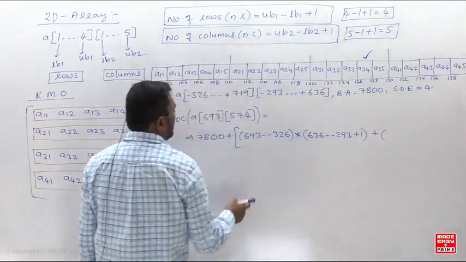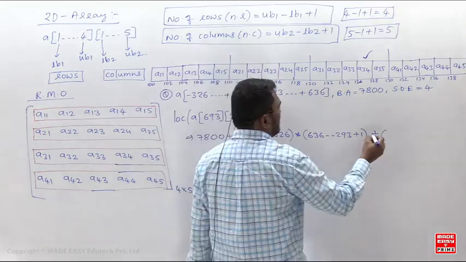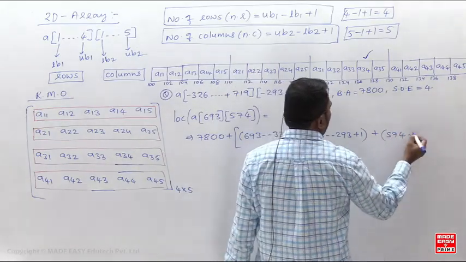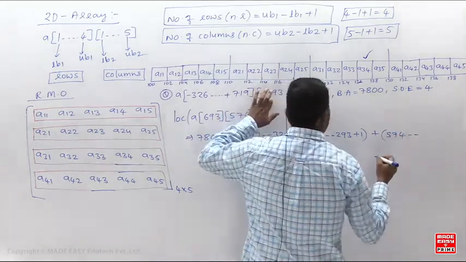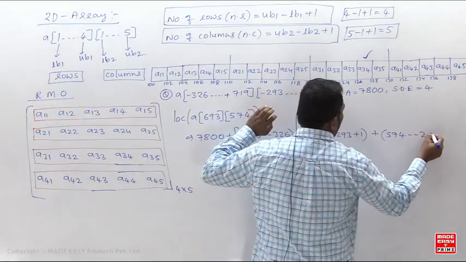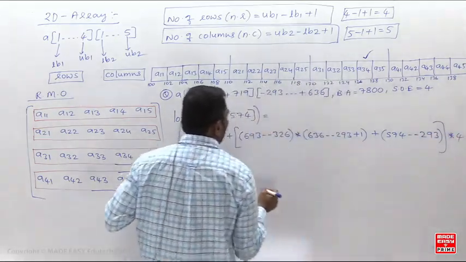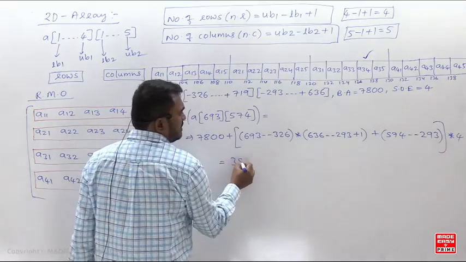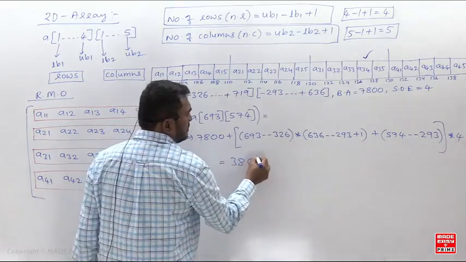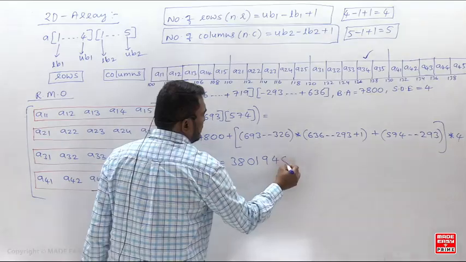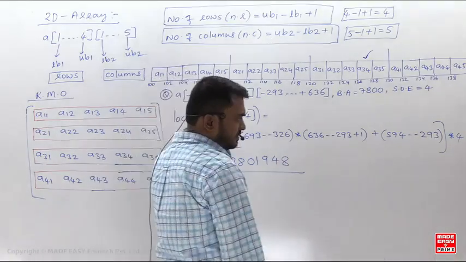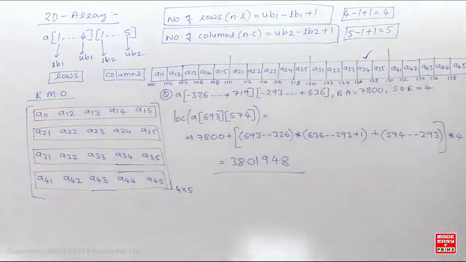Okay, and this is about rows. And column number 574: how many columns do you have to cross? 574 minus 293. So multiply with the size of the element, 4. So this answer is 3801948. Actually, 3801943. So check your answers.